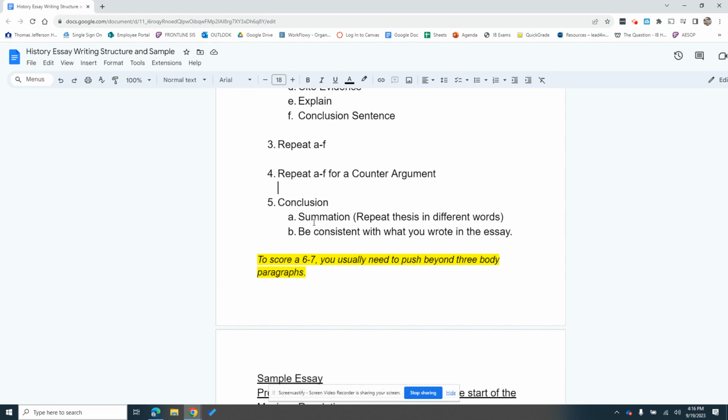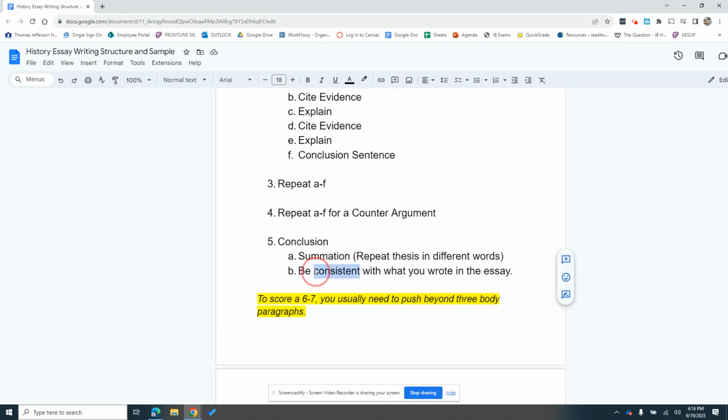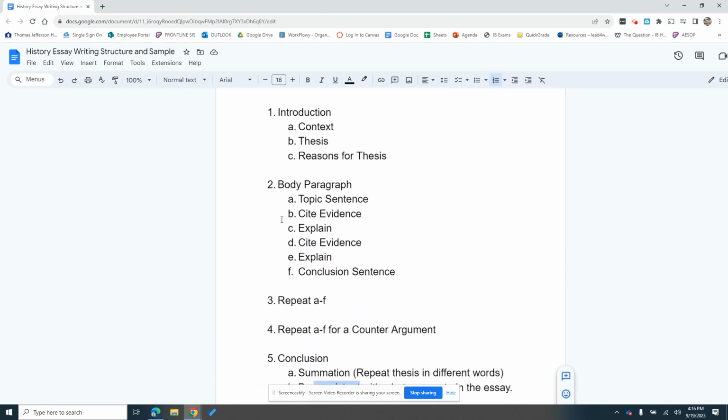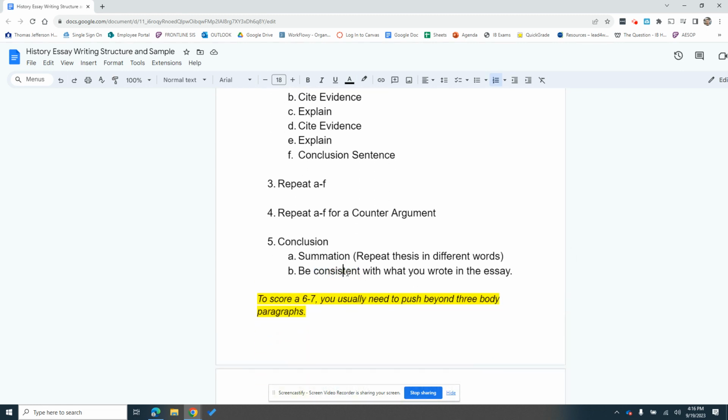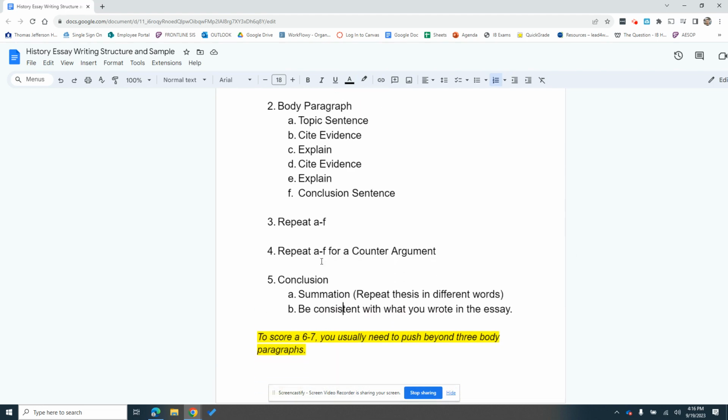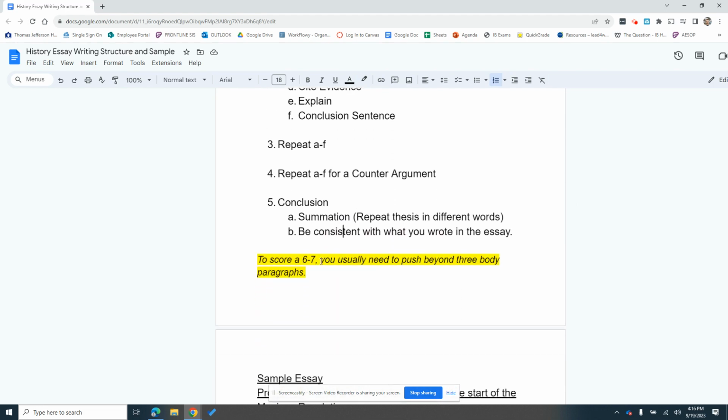Conclusion should summarize and be consistent. No new ideas in the conclusion, no questions. It should simply restate what you said. And the key here is consistency. If you've argued one idea through the paper, except for the counter argument, then your conclusion should be consistent with whatever that idea is, right? It should match what you've written.